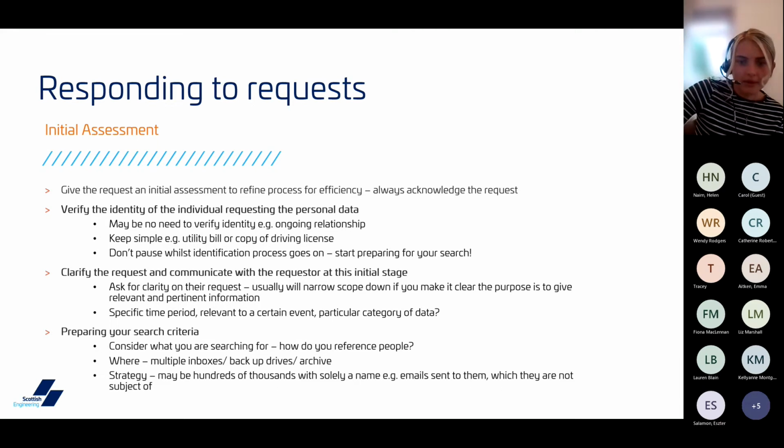And as well, asking if there's a particular category of data they're looking for. So maybe it's a dispute over pay and they're looking for pay information and anything related to that. So just trying to narrow down the request can help you with the resources of getting it back to them. And then thirdly, when you first get it in, as part of your initial assessment, you want to start preparing your search criteria and making a real execution plan for how you're going to respond to this.